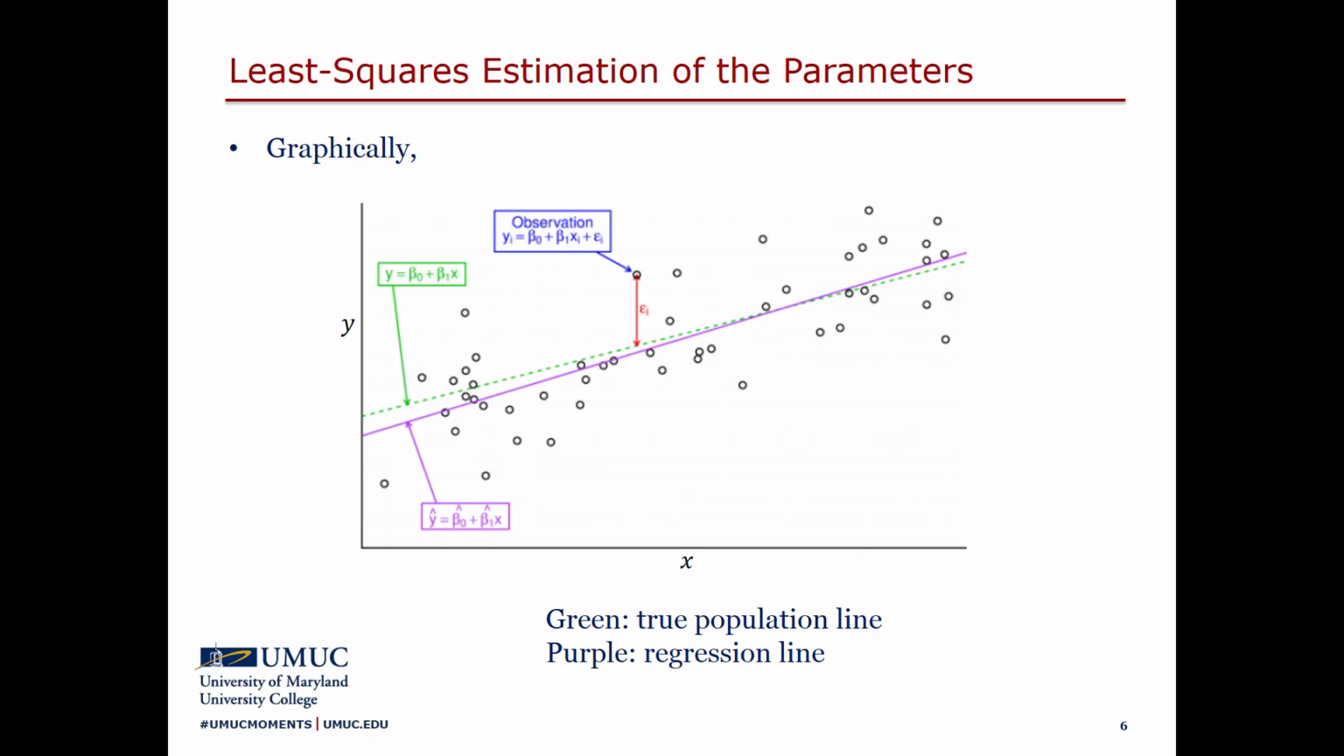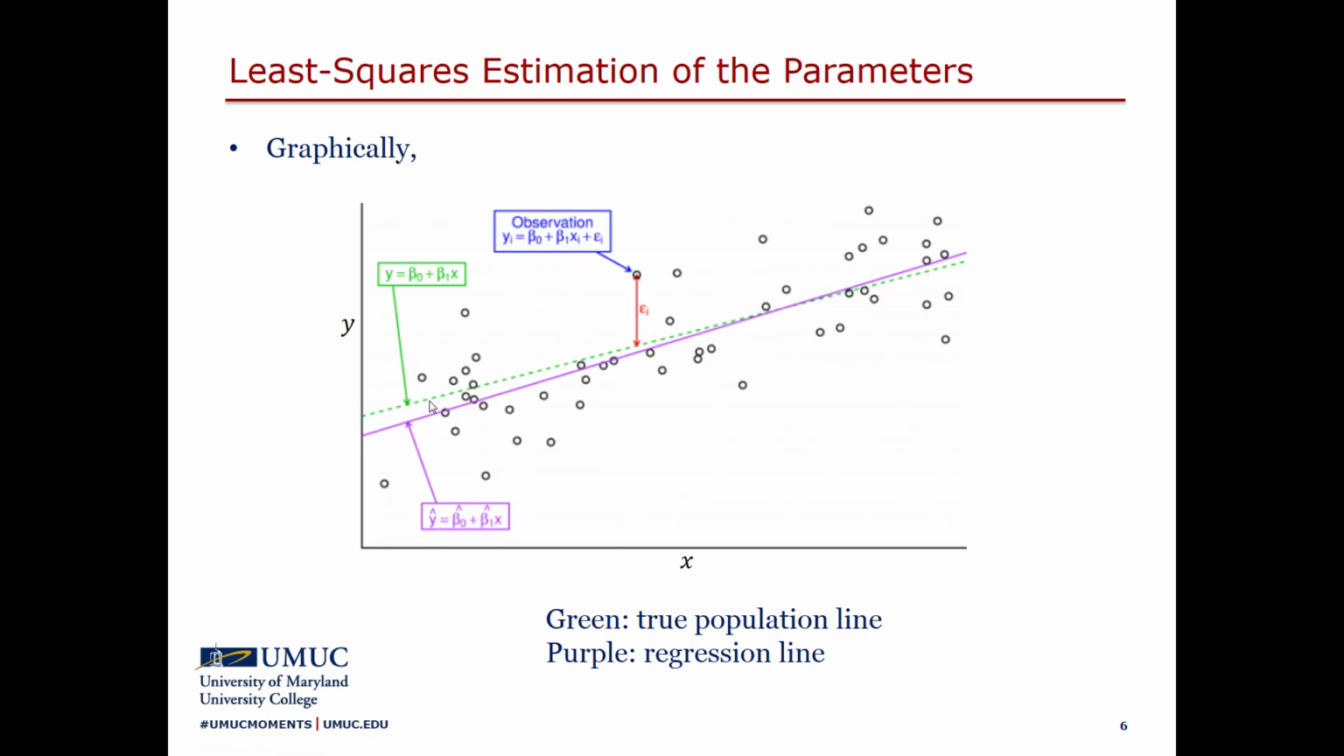Okay, graphically, maybe it's easier to explain it this way. We have a population regression line, which we don't have access to. We don't know it, so we are estimating because we don't have the parameters. We don't know beta 0 or beta 1, the intercept and the slope. So we have to estimate them from the observations, from the data we have, right? Applying the least square estimator, the purple line is the estimated regression line. It's not quite perfect, but very close to the population regression line.